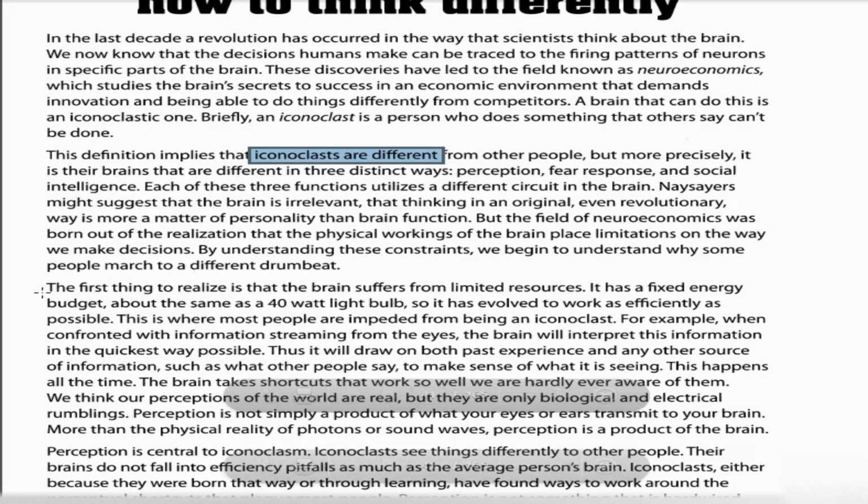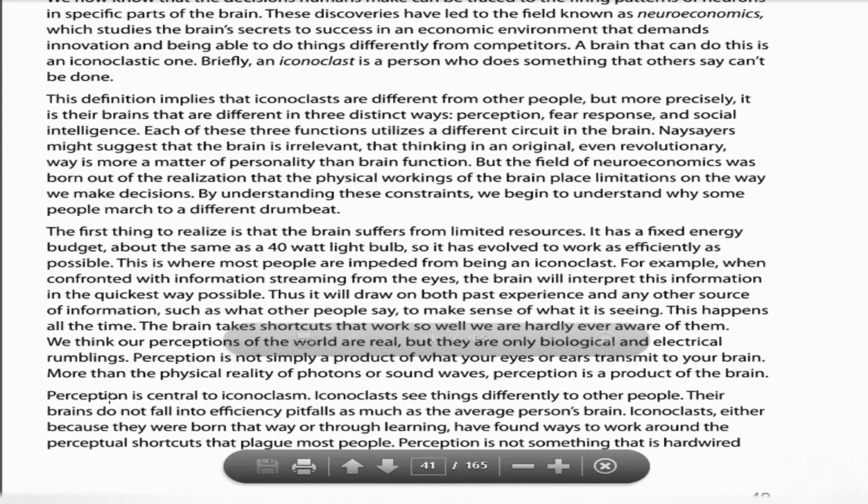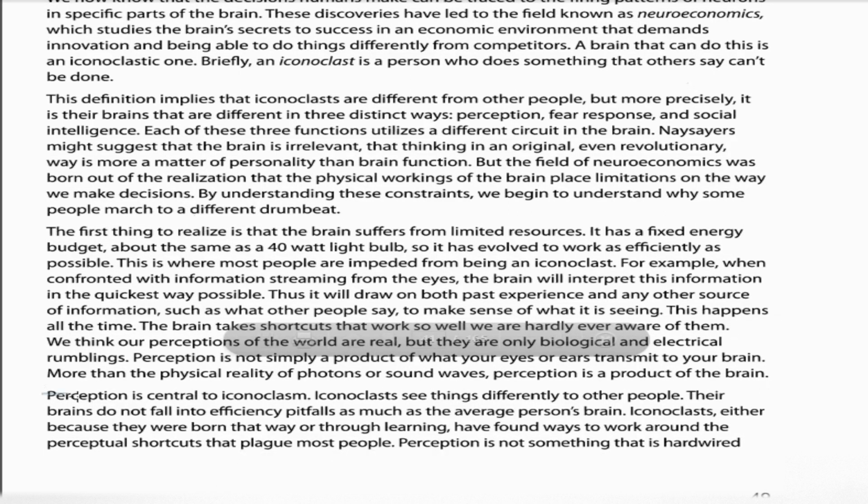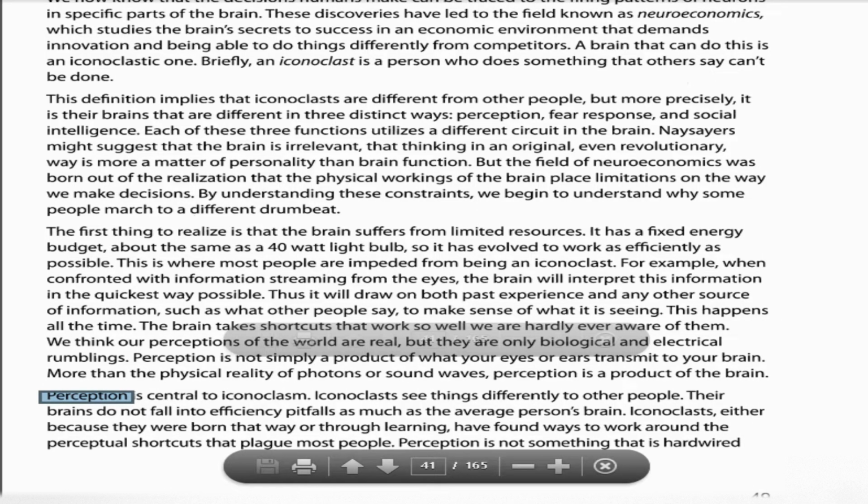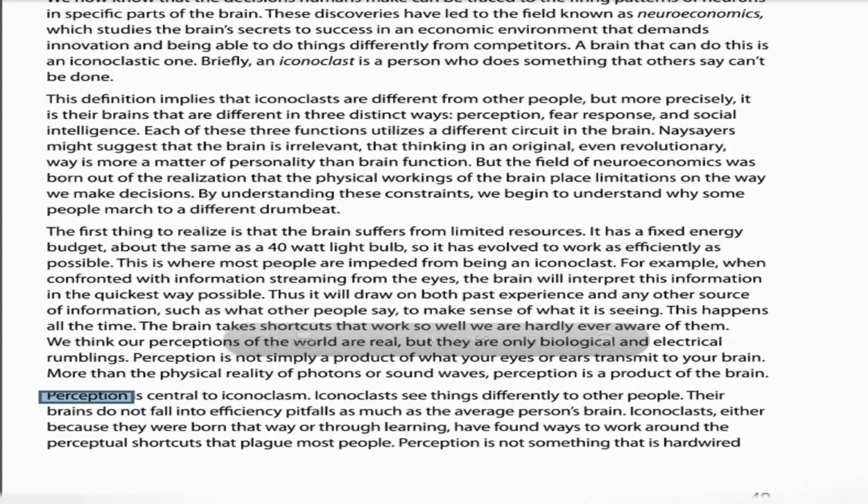Let's look at this one. The first thing to realize is that the brain suffers from limited resources. So you could underline brain and limited resources. Well, the next paragraph has a very short topic sentence. Perception is central to iconoclasm. So you could just have the word perception underlined. Now this will help you to refer back to these paragraphs to know where to find the answers to the questions.